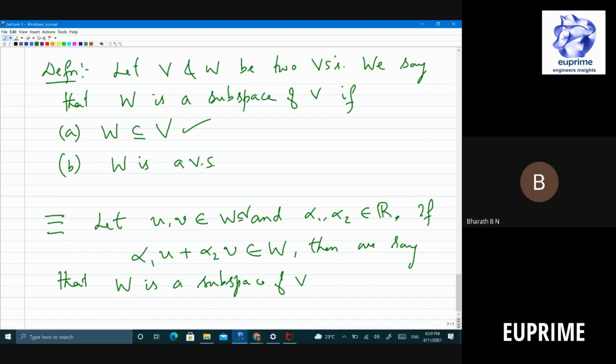So first of all, you have to take a W sitting inside V. Now I have to check whether W is a vector space or not. All that I have to do is, if I take any two vectors and their linear combination within W, it should be there in W. That's all. The rest is assured, right? All the other properties will be satisfied simply because W sits inside V. Okay? Is that fine? Any questions? Fine, right?